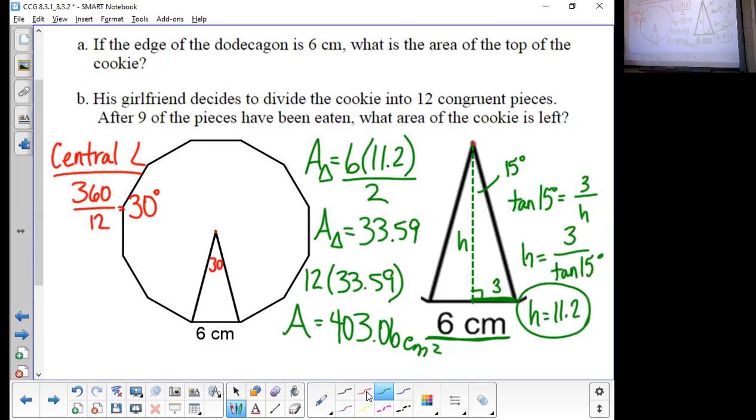Okay? All right. Any questions about finding the areas of right triangles? No? Okay, cool. We're going to be doing some work with the area of triangles today. But for right now, let's put our homework away.